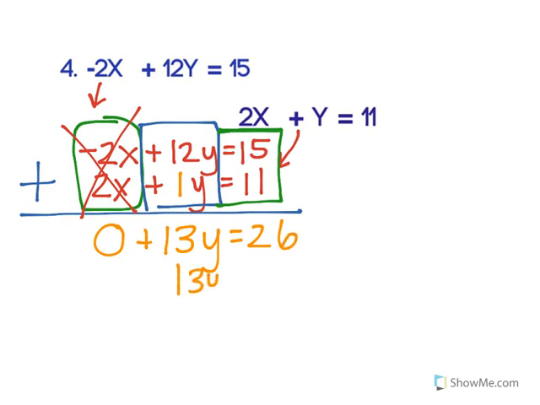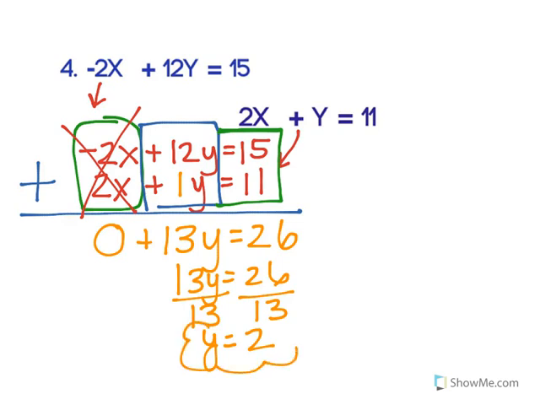And to isolate the variable for y, I have to divide by 13 on both sides to get y equals 2. Once I find my y value, I can use my y value to find my x value. I can substitute my y value, which is 2, into one of these equations to solve for the x.